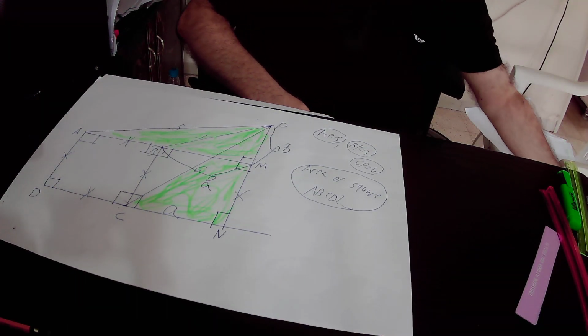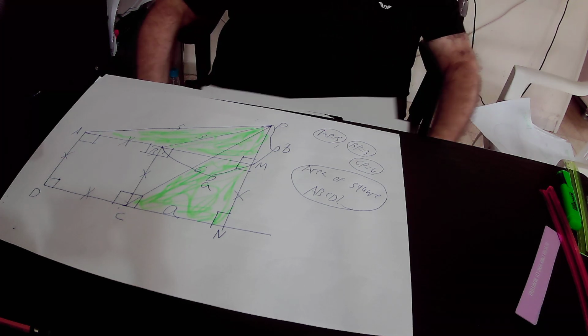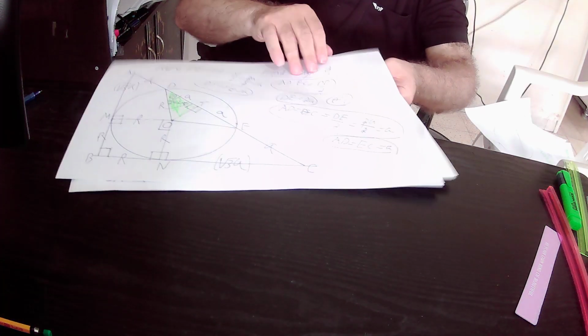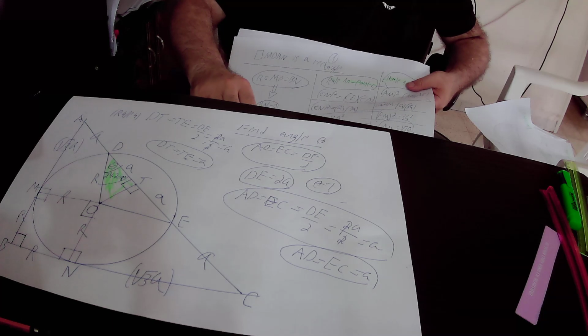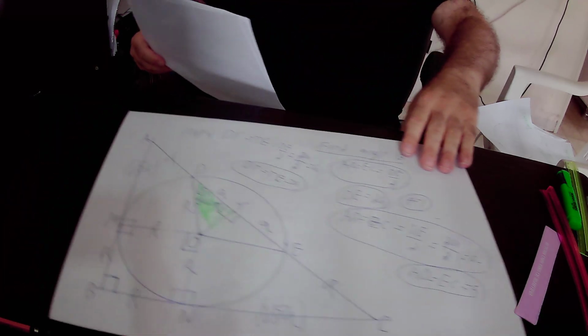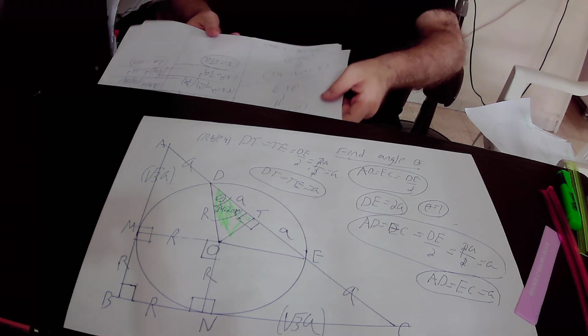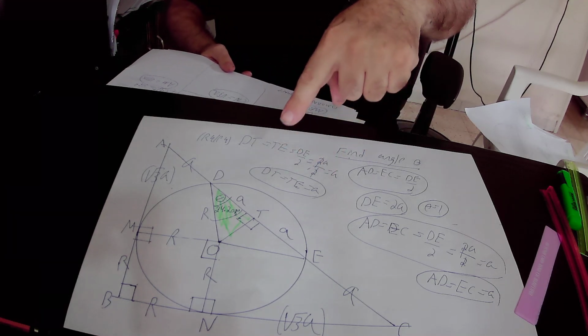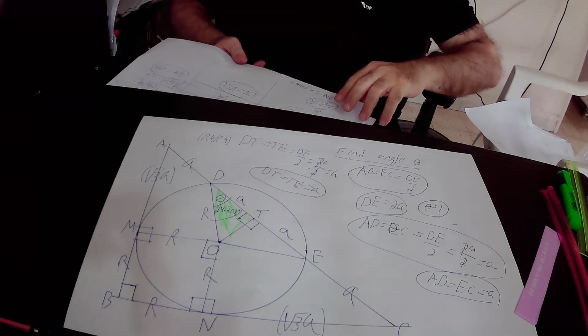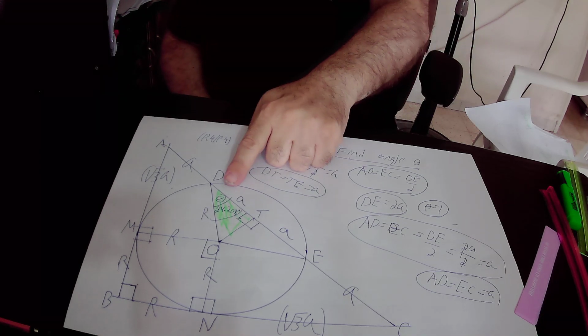Then I presented to you the second question. In the second question, we have the right triangle, triangle ABC. Inside the right triangle ABC we have a circle. Inside the circle we have triangle DOE. And our mission is to find the size of this angle, angle theta.